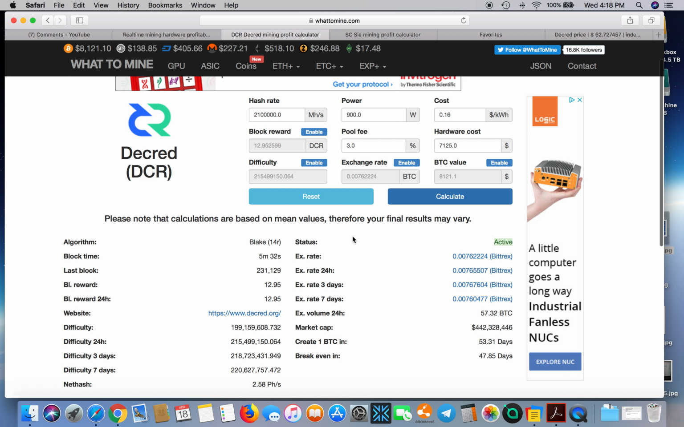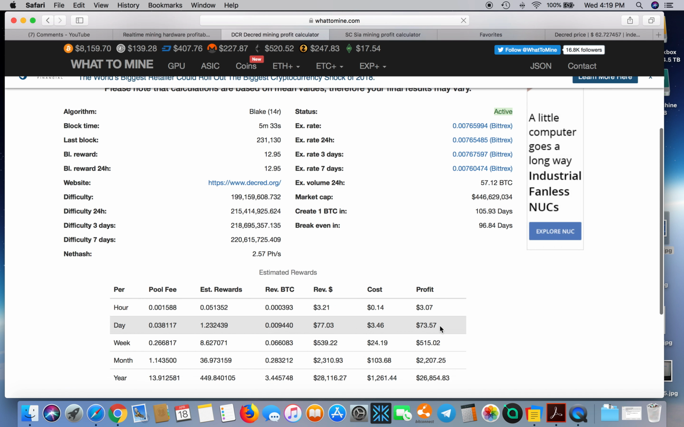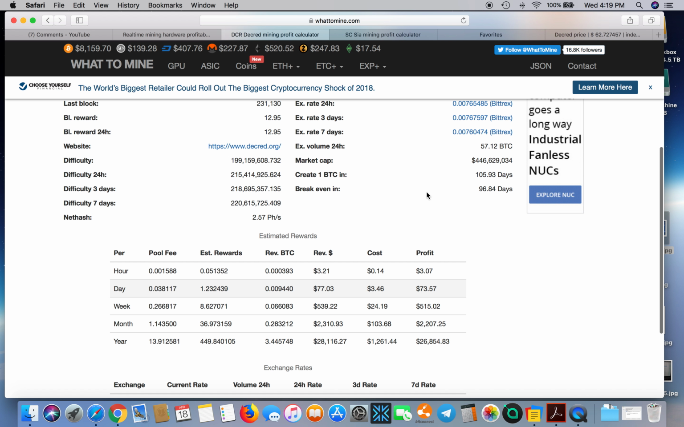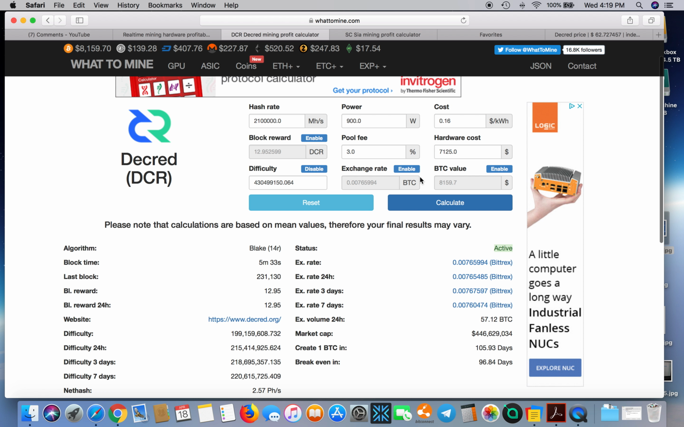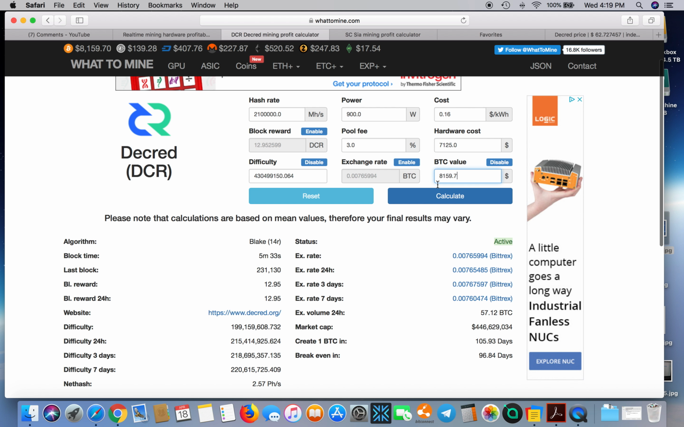Now, let's just say that we double the difficulty here. We go from 215 million, let's just say we go to 430 million. This is doubling the difficulty from what it is right now. Calculate, so we've basically dropped by about half. But let's increase the price of Bitcoin to, say, 11,000.